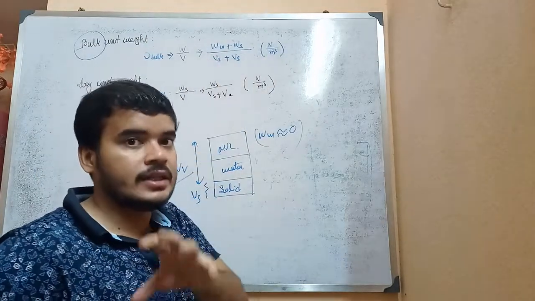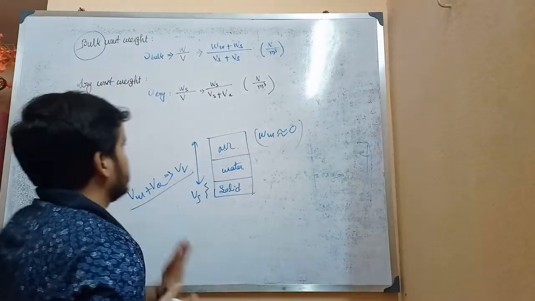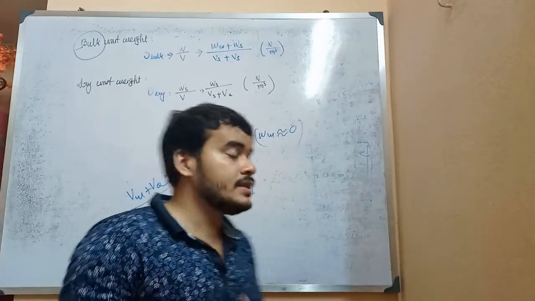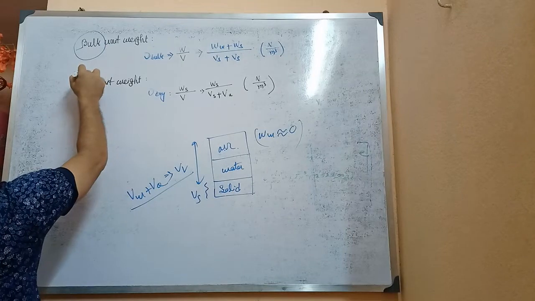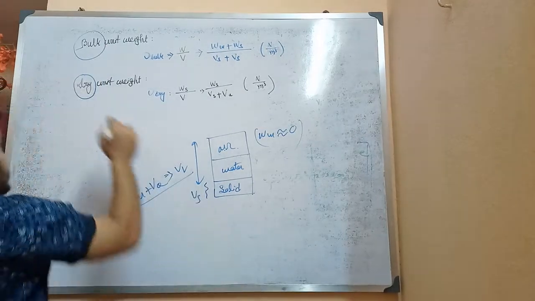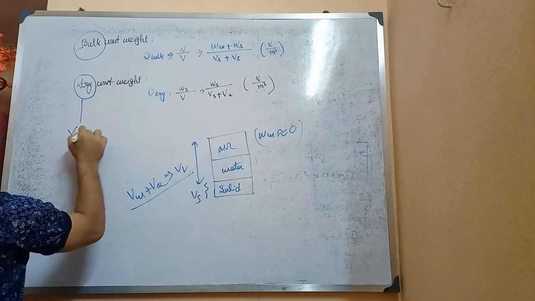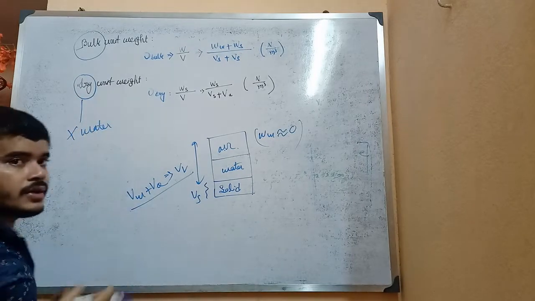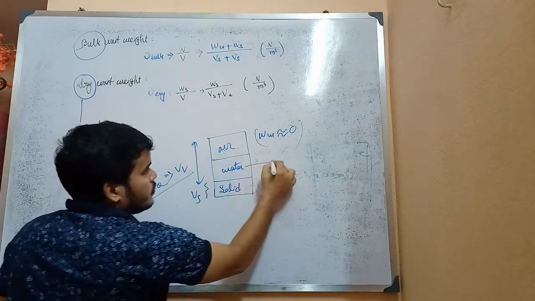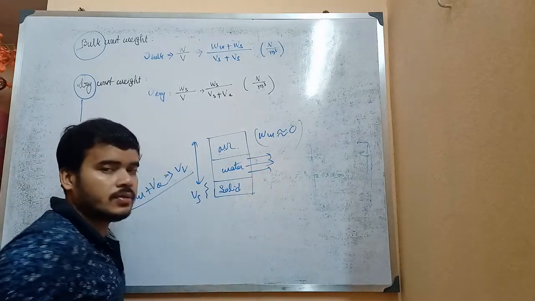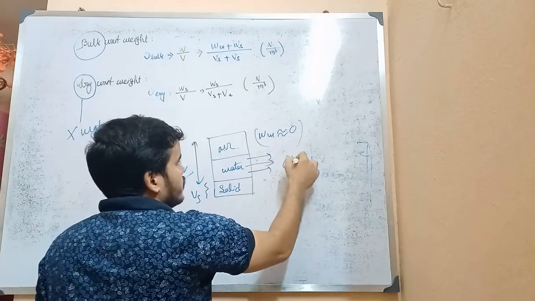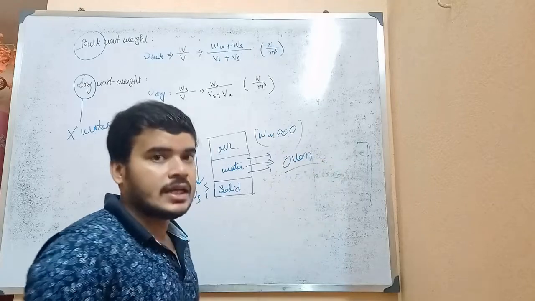Bulk unit weight generally deals with the total soil mass. Now, dry unit weight. What this name signifies is dry, that means there should not be any water part. No water is present, that's why dry. So we have to remove the water, and how will we remove the water? If we put a soil in an oven, the water will generally evaporate.